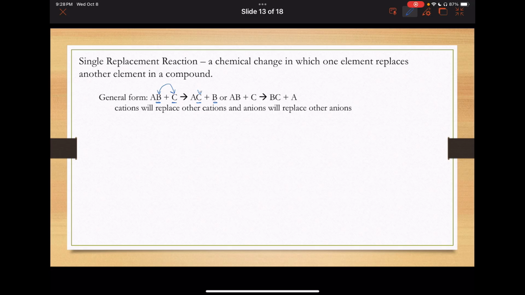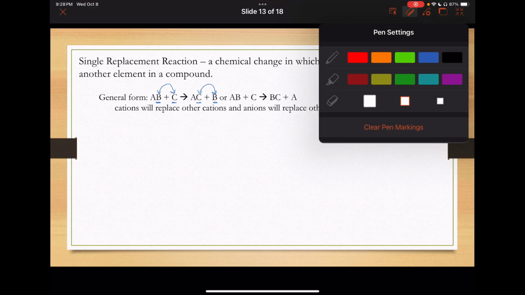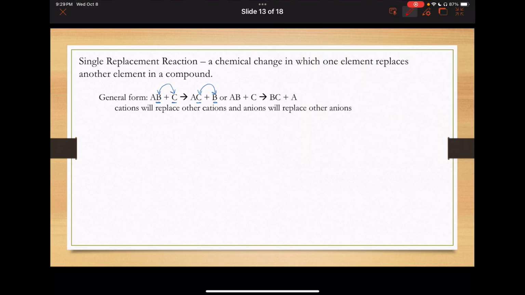Either, as you can see, B and C switch places. And remember, in Unit 5, we learned that the thing written on the right is the anion, the negatively charged ion. So either those can switch places, or the cation can change places. So as you can see in this one, A and C are the ones that change places.